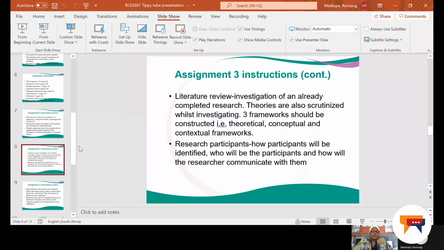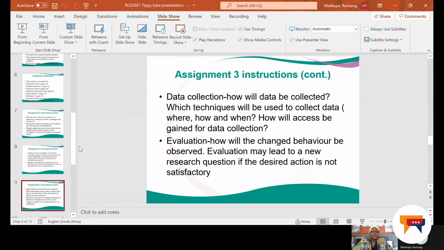frameworks. Research participants: how participants will be identified, who will be the participants, and how will the researcher communicate with them. This is very important because for some participants, you will need to get the ethical clearance to be able to talk to them or to get data from them. So it's important to know how you will get your participants and how possible it is to get the data that you want from them.